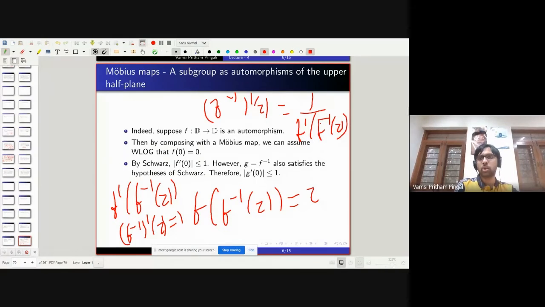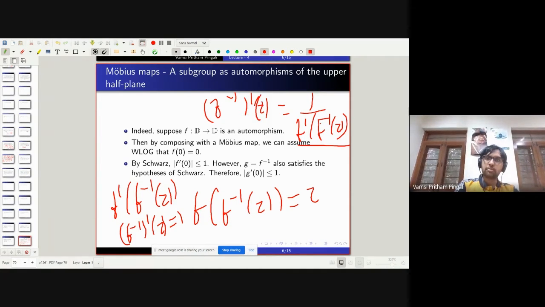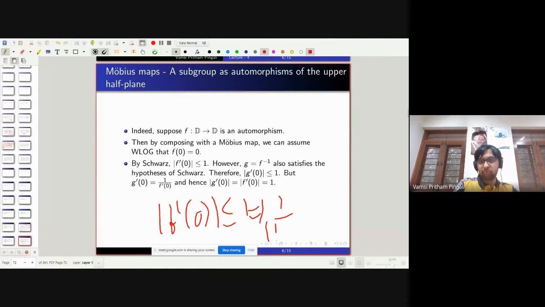This is what you were referring to, right? Yes, sir. Okay, good. So suppose I substitute 0 here, I'll get this, but f inverse of 0 is also 0. So g prime 0 is 1 by f prime 0, but that's a contradiction. Why? Because mod f prime 0 is less than or equal to 1, which means 1 by mod f prime 0 is larger than or equal to 1. But this is mod of g prime 0, and we are saying this better be less than or equal to 1. So the only possibility is if this is equal to 1.